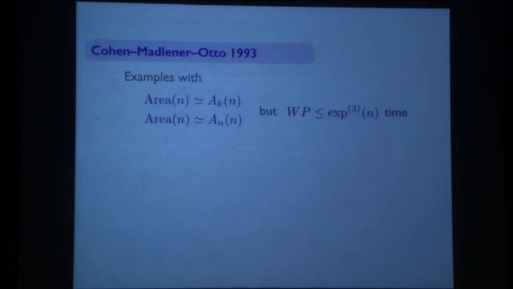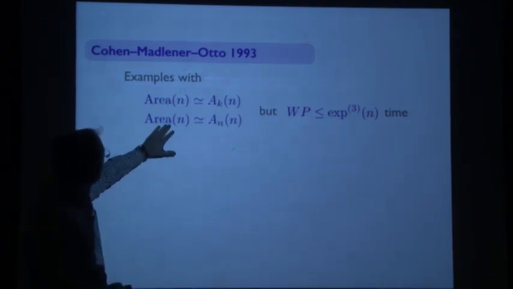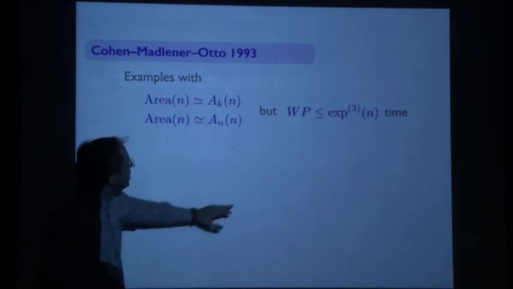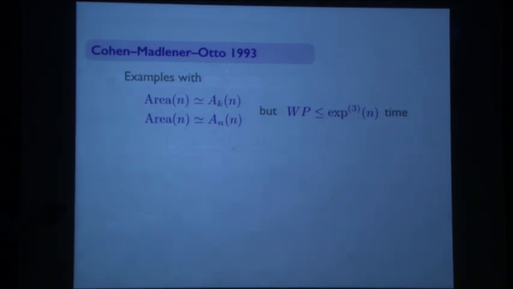So Cohen, Madlener, and Otto, I believe Madlener and Otto are computer scientists, were actually the first people to define Dehn functions, and they were comparing Dehn function with how hard it is to solve the word problem. They came up with examples where the Dehn function grows like the kth Ackermann function, or like the diagonal in Ackermann's function, but you can solve the word problem in threefold iterated exponential time. So, okay, that's bad, but it's a huge gap.